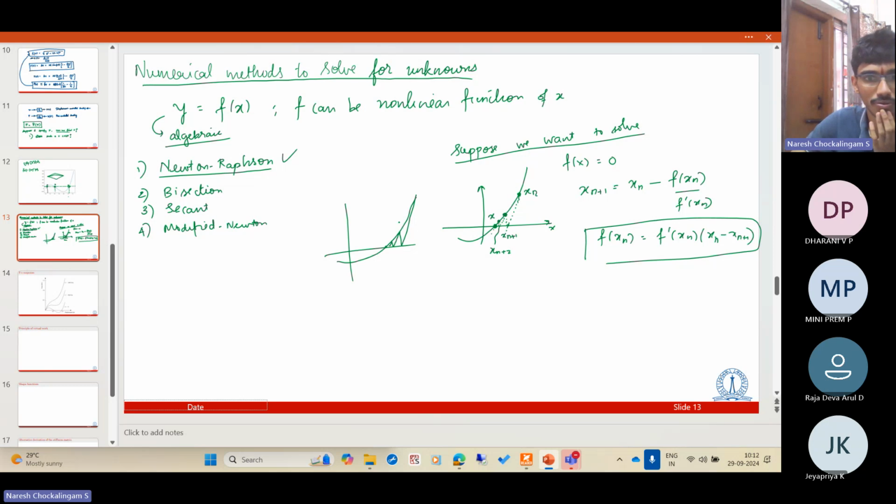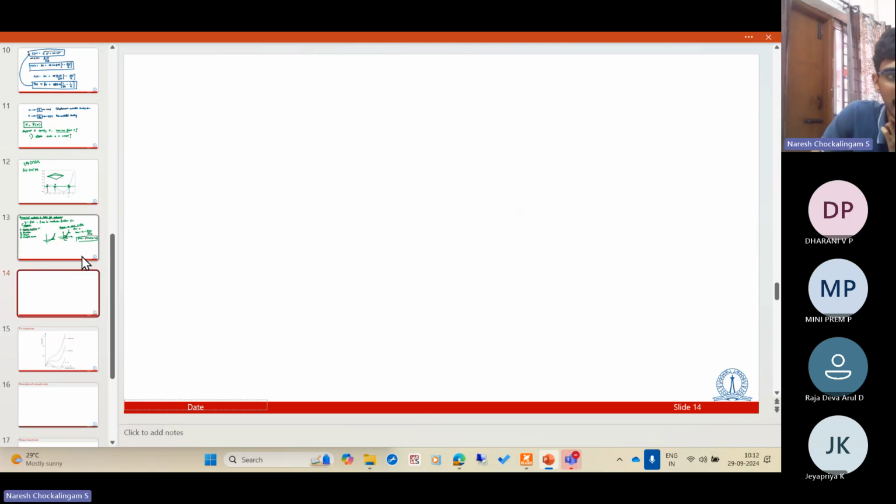Now what do we have in our case? In our case, what is the equation that we are solving? We are solving some f external is equal to f internal.